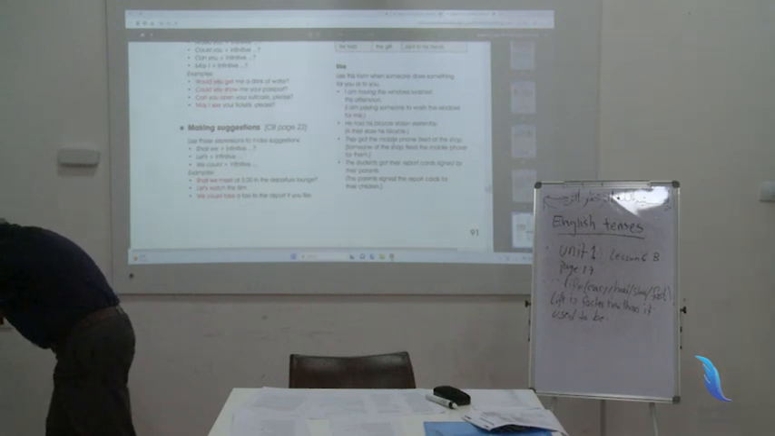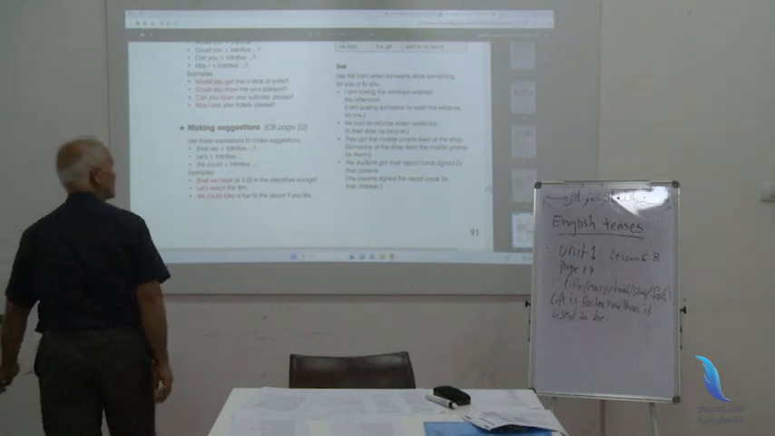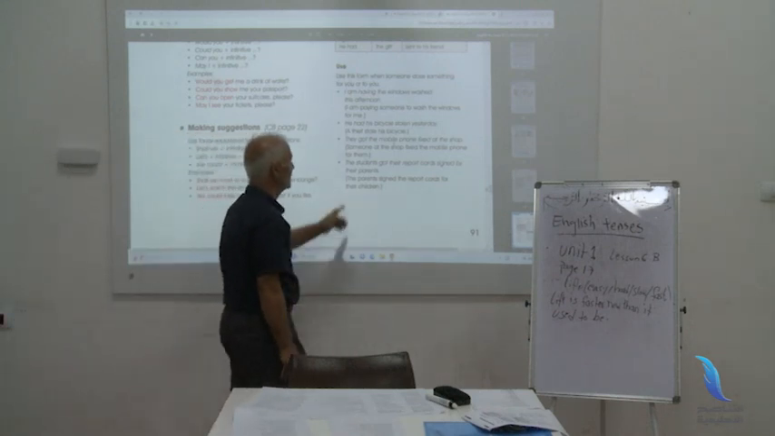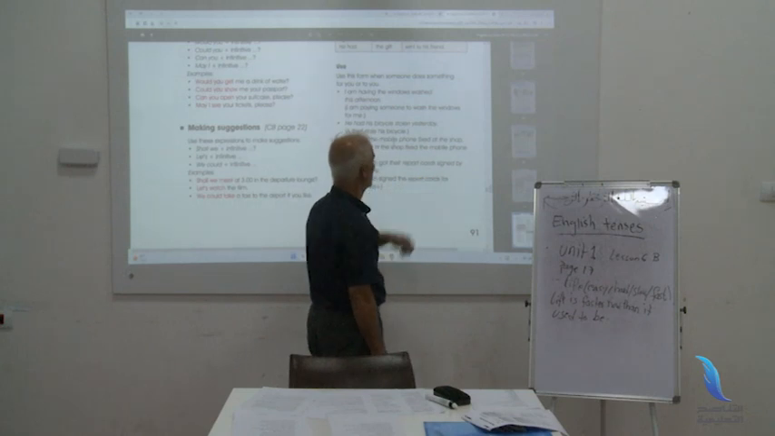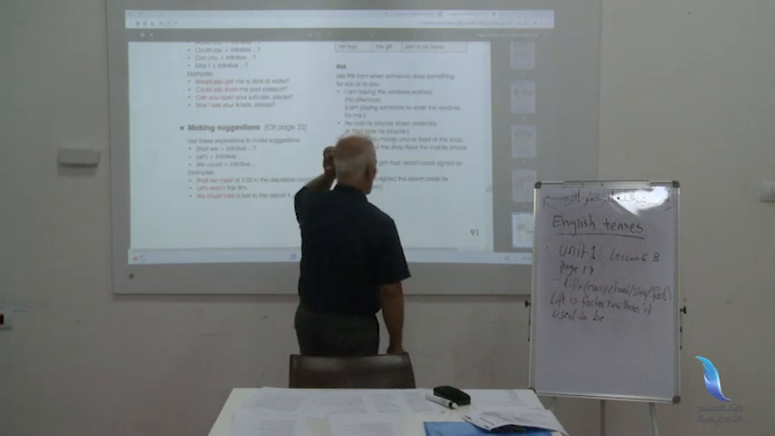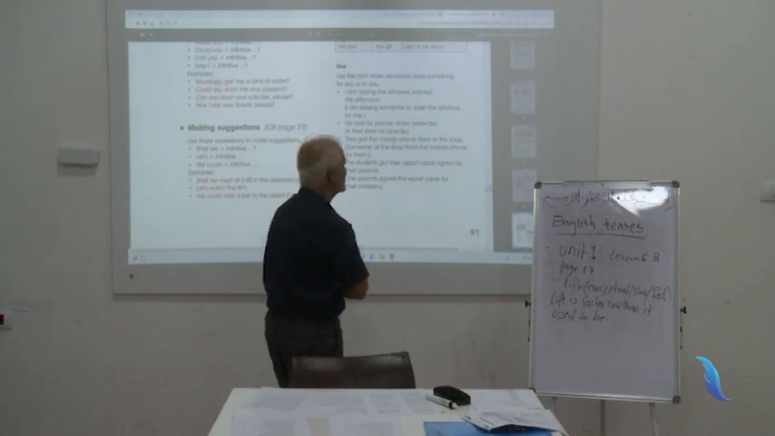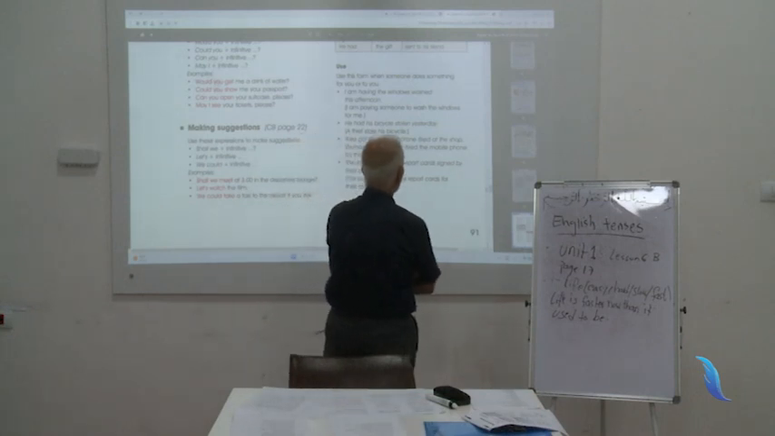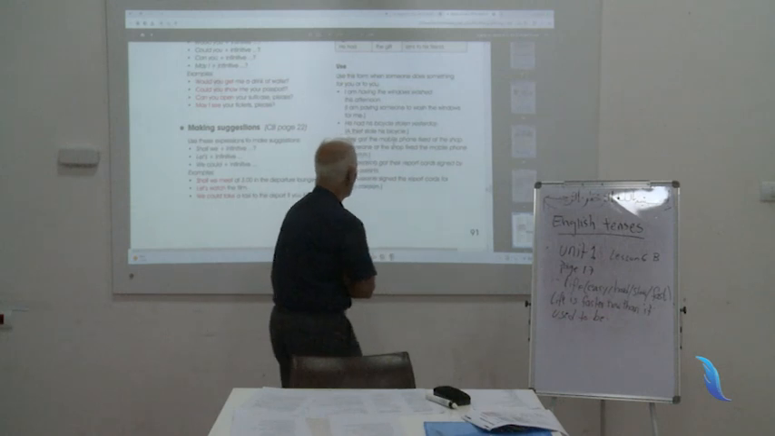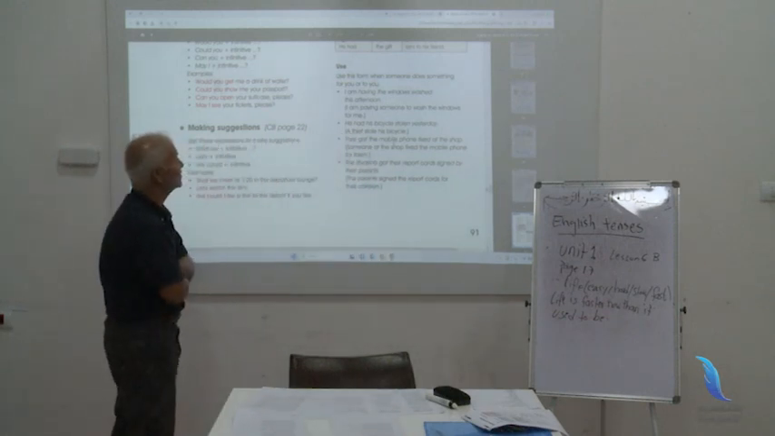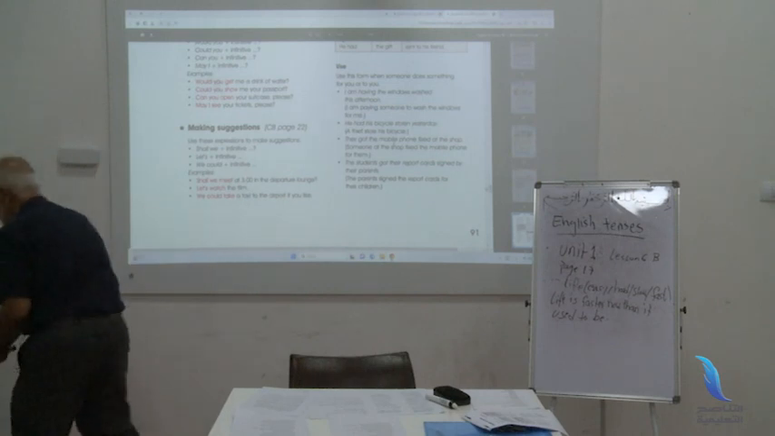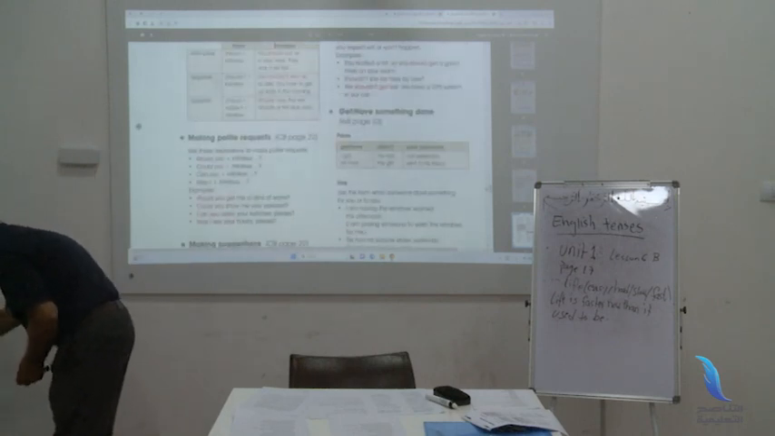The students got their report cards signed by the parents. Okay? The students got their report cards signed by their parents. The parents signed the report cards for their children. So that's how to use have something done.